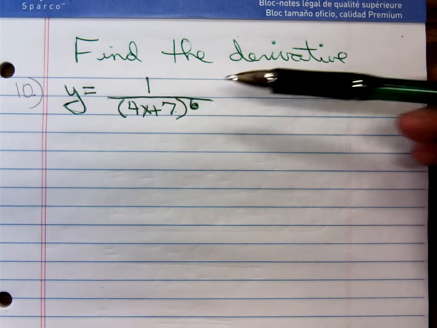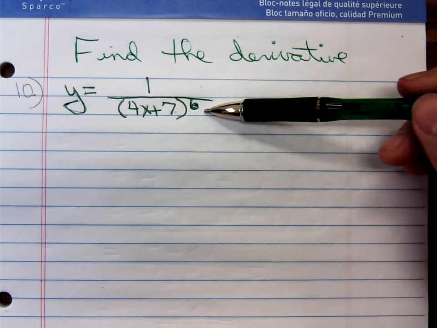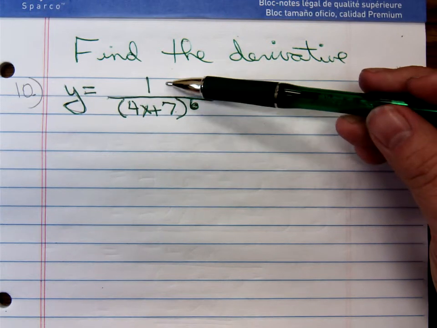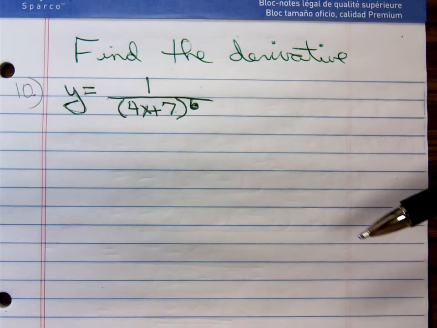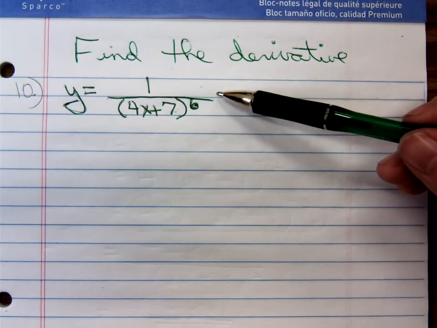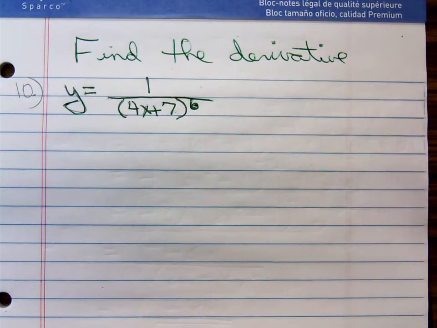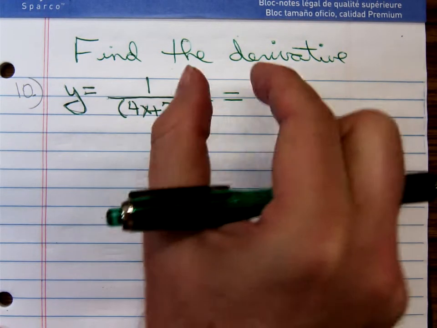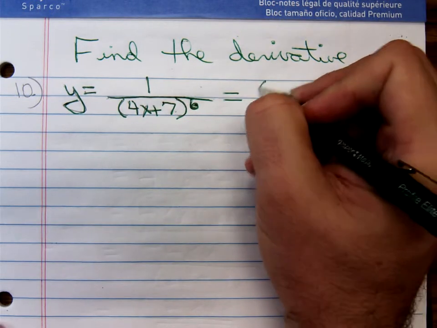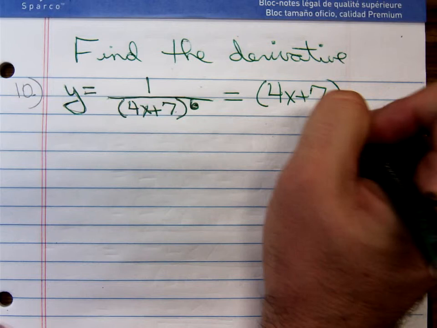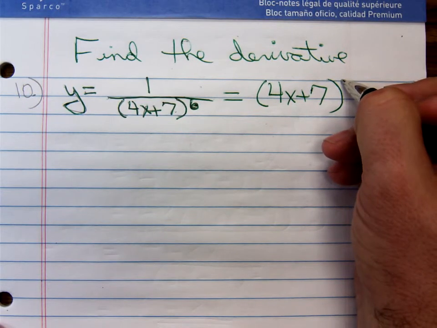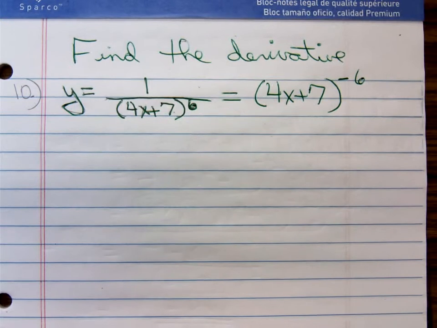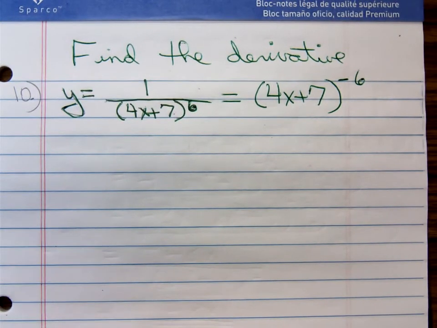Oh, I tried. This is a quotient, but if I have just a single number as a numerator or a denominator, I try to avoid the quotient rule. I think I can rewrite this function so I don't have to use the quotient rule. I'm going to pick the 4x plus 7 to the 6th power up. I'll move it up there to the numerator, so we'll just have 1 times 4x plus 7 to the negative 6. So I rewrote it using a negative exponent, and now I think this will be less painful than using the quotient rule, at least.